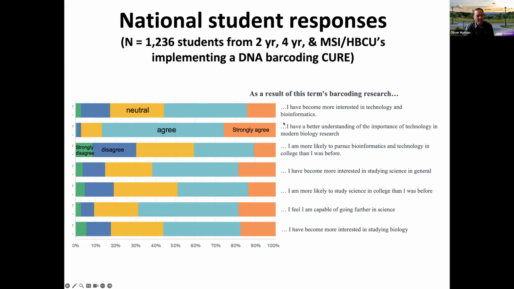And the take home from this, I think, is that most of the students are in the agree to strongly agree categories, many neutral, but very few are in the strongly disagree to disagree category. That is to say that this is decent evidence that DNA barcoding and these types of CUREs can be valuable for accomplishing some of these goals related to student affect and their interest in science and bioinformatics.